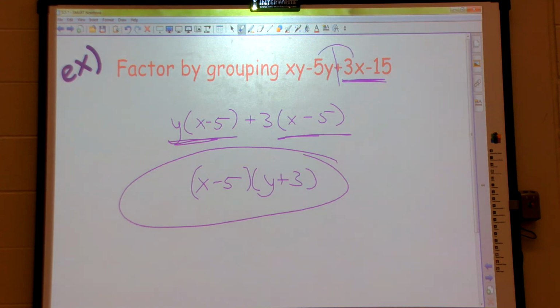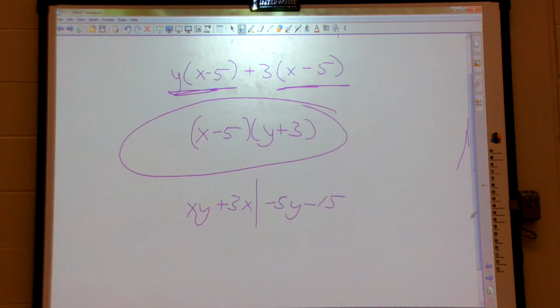Let's say I switch these 2. I have xy plus 3x minus 5y minus 15. And then I draw the line down the middle. What could I pull out of the front? x. I'd be left with y plus 3.